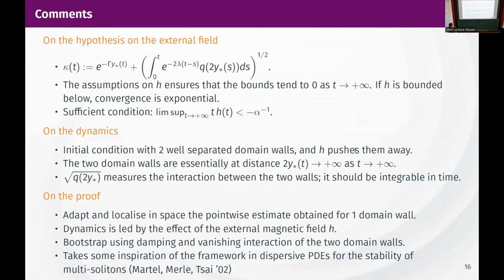Yeah, so I already said this. So you start with well-separated domain walls, and H pushes them away, and you show that the configuration is stable. So the idea is to localize in space, and yeah, the dynamic H. And this takes some inspiration again from the dispersive techniques, the techniques developed for dispersive PDEs, notably the KdV and generalized KdV equation for the stability of the sum of multi-solitons.